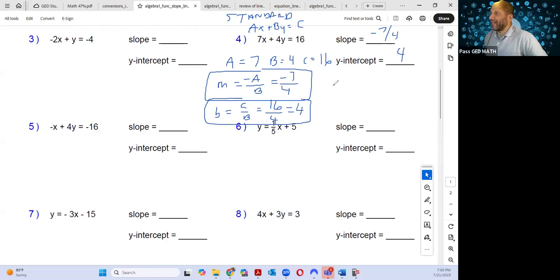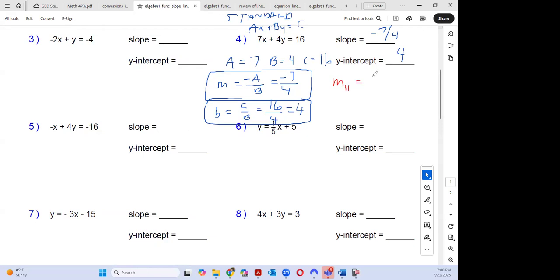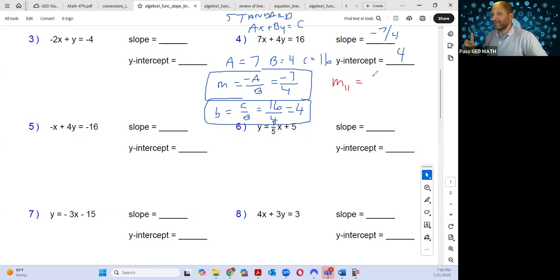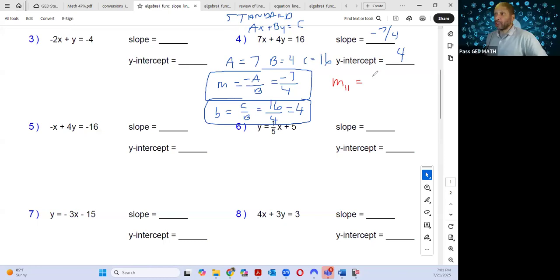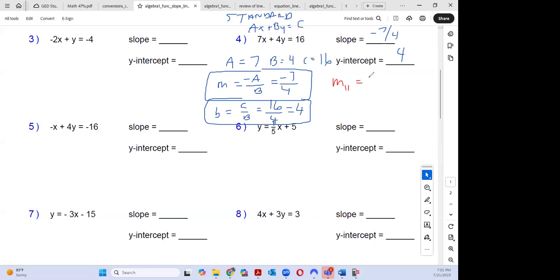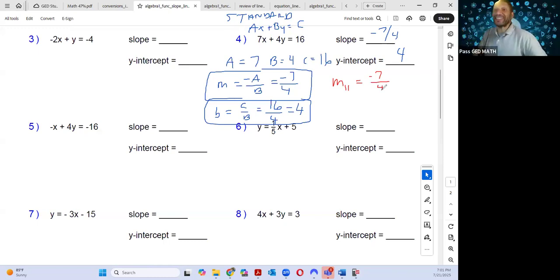What's the slope of any line that's parallel to this line? Don't try to remember. What do we know about parallel lines? Parallel lines have the same slope. So if the slope of this line is negative 7/4, what's the slope of any line that's parallel to it? Negative 7/4. Remember, parallel lines have the same slope.